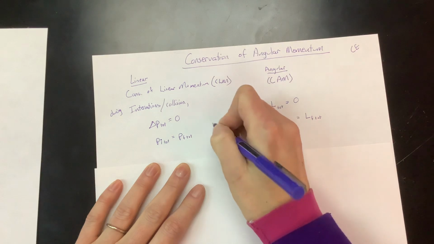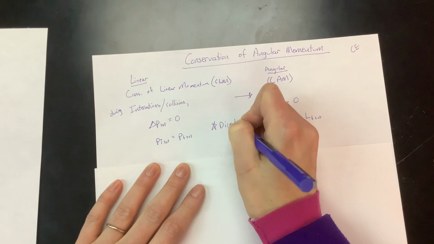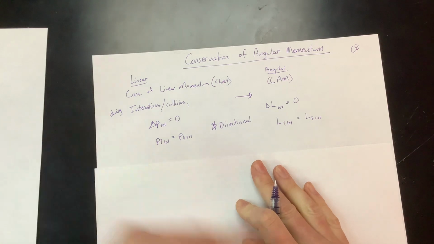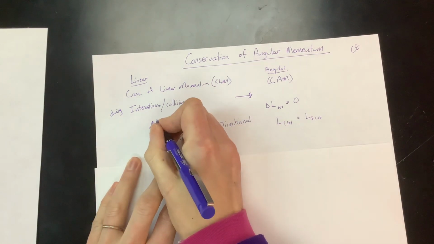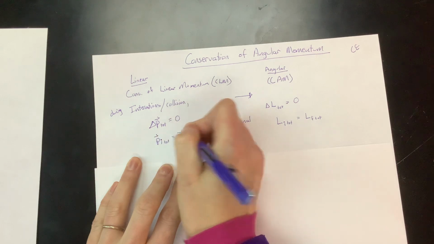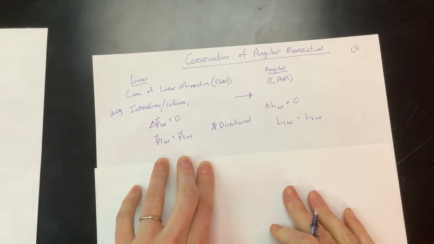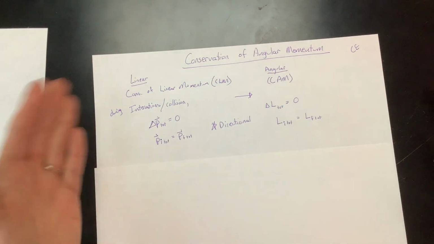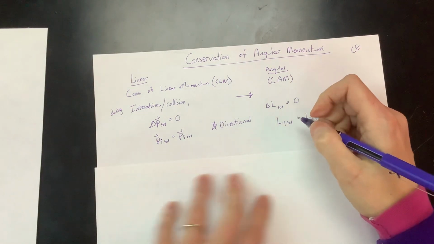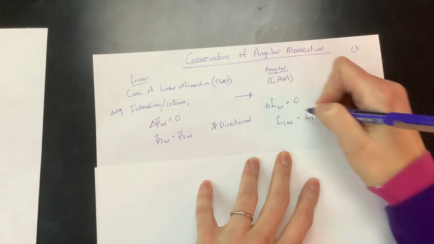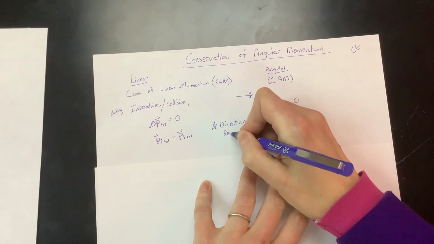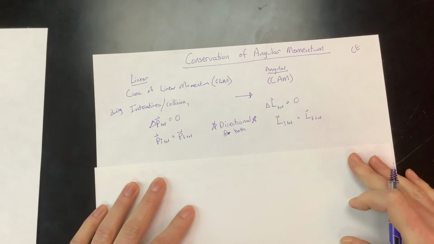Now remember, these are both directional quantities. With our linear momentum, we have positives and negatives, so maybe putting the little arrow on here will help you remember that. And if you have two dimensions, you'd want to split it up into your x and y, and then it's conserved in both directions. Here we just have the counterclockwise and the clockwise, but we still have directional, so it's directional for both.